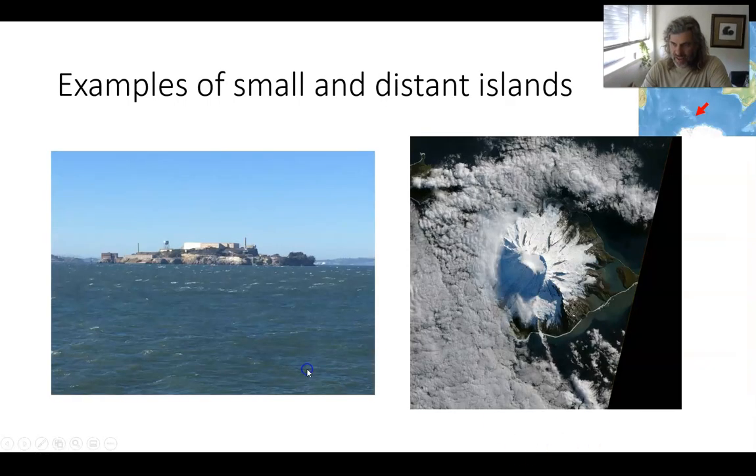So let's look at an example. Again, Alcatraz: it's a small island, but it's close to the land. And this means that its biodiversity can be maintained, because the birds that live there can live over in San Francisco or Marin County or whatever. It's easy for them to get there. Same is true with the coast live oak and other things that are living on this island.